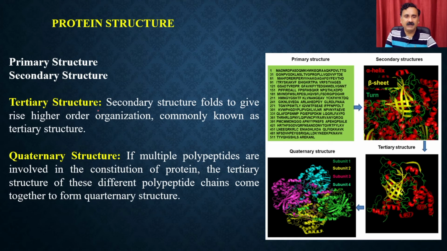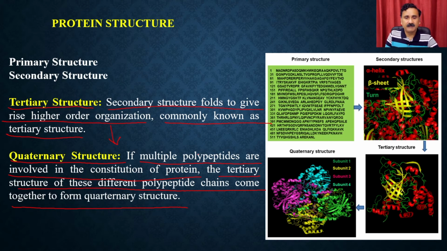Then we have the tertiary structures. Secondary structures fold to give rise to higher order organizations, commonly known as tertiary structures. The tertiary structures can still be packed, and that is how you can have the quaternary structure. If multiple polypeptides are involved in the constitution of the protein, the tertiary structures of these different polypeptide chains come together to form the quaternary structures.